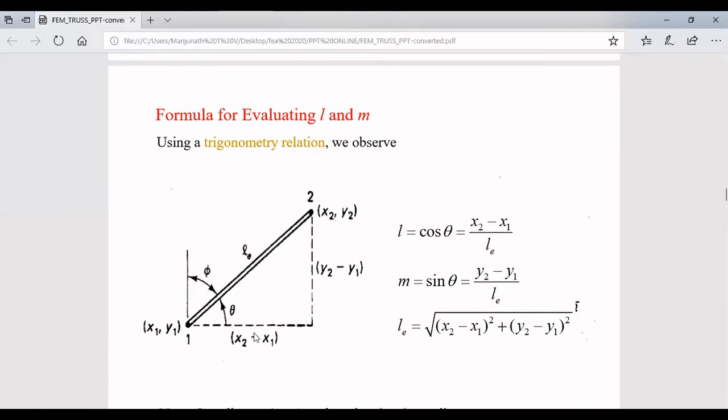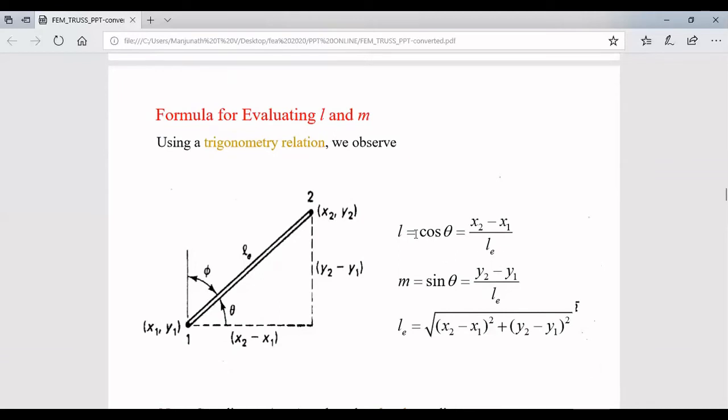Then, as you extend these lines, write it as a triangle. This length is x2 minus x1, and the vertical length is y2 minus y1, horizontally in the x direction and vertically in the y direction.